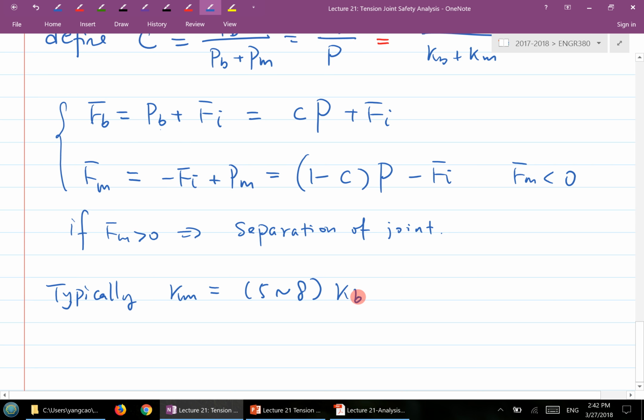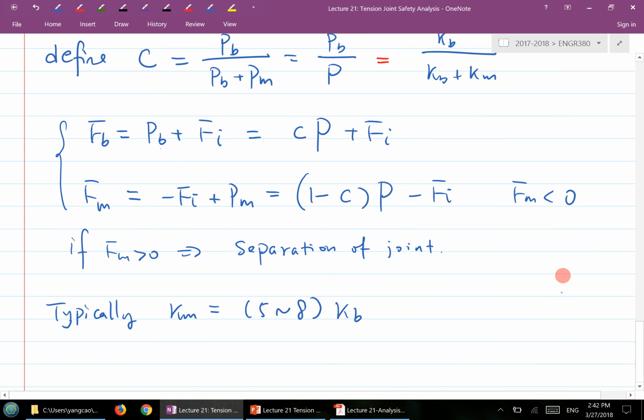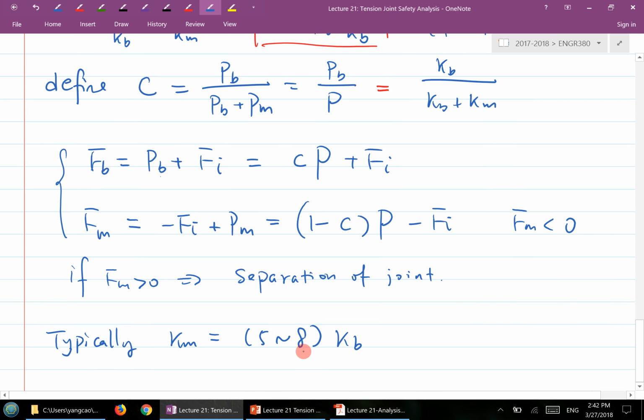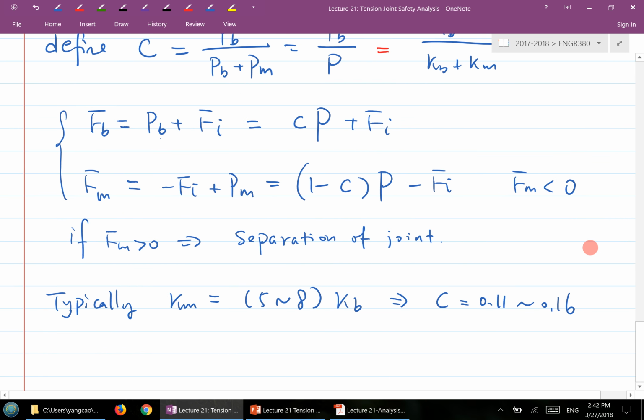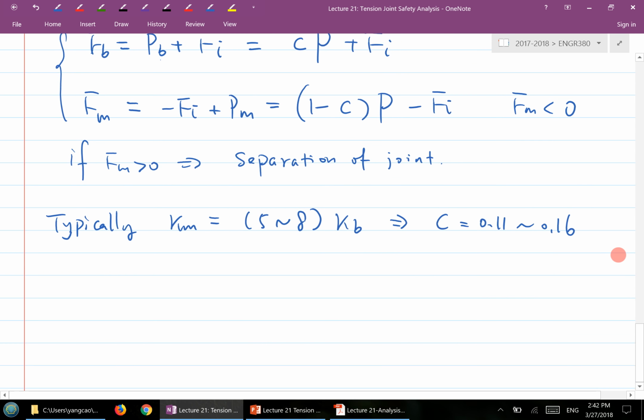So if I plug that range into the formula for the C, I would get a range of C of probably around 0.11 to 0.16. Okay, so that's just empirical values here. Let me show you an example to get some more intuitive understanding.